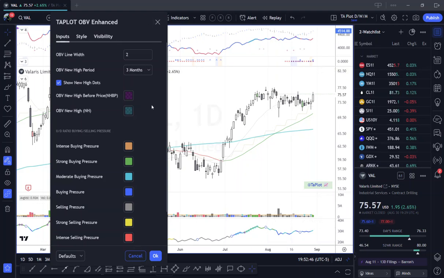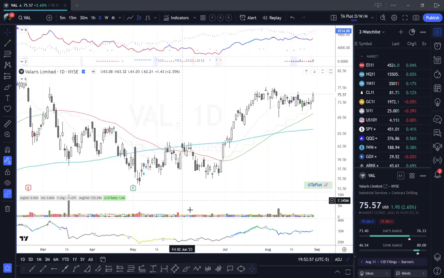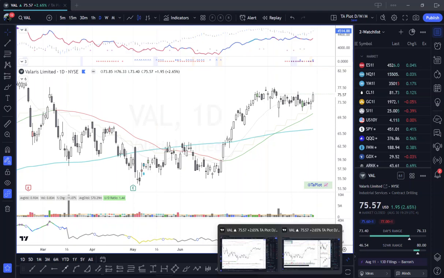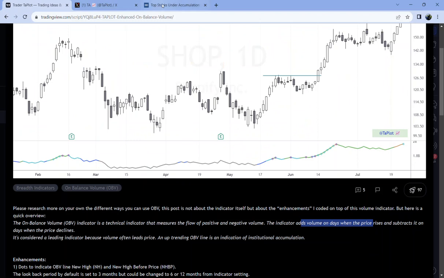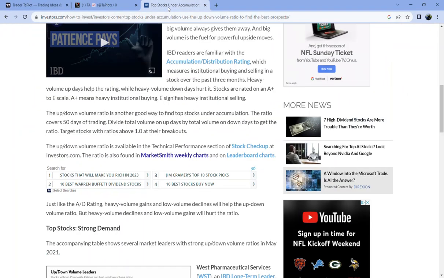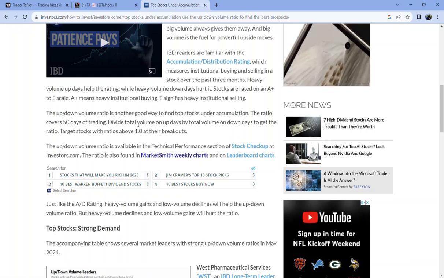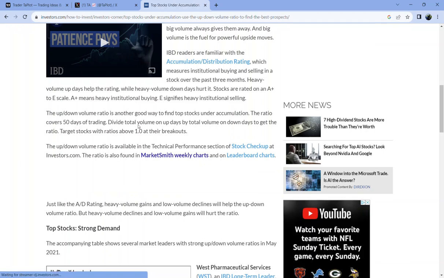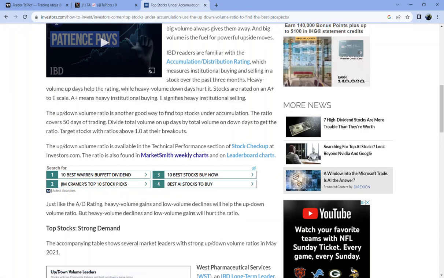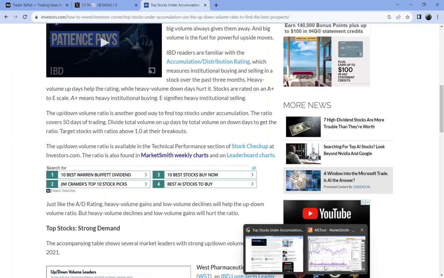And then really what I added to it is the color. Another concept that adds volume on up days and divides volume on down days is the up-down volume ratio. And if I go back to this, I pulled in here IBD, Investors Business Daily, and the UD concept is something available in MarketSmith.